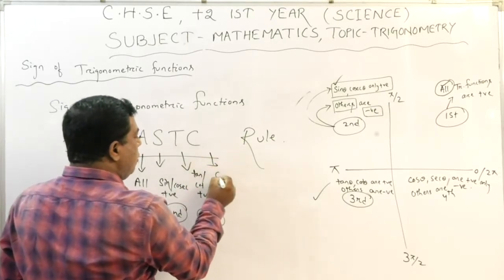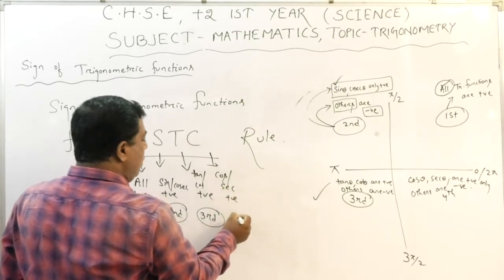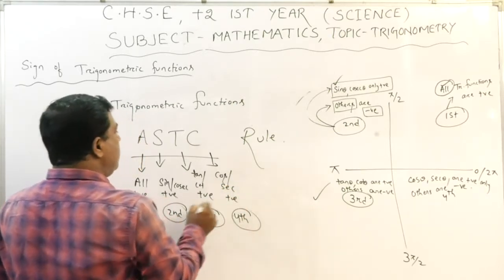It is for cos or sec are positive, which is in the fourth quadrant. Okay, dear students.